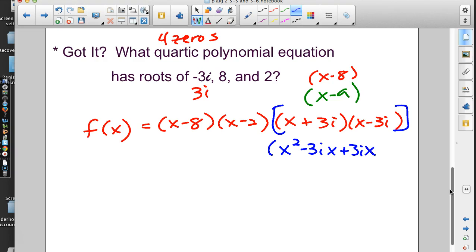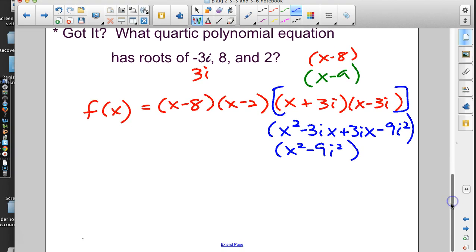And then you say, okay, I need 3i times negative 3i. That's going to be negative 9i squared. All right, so right now I've got x squared minus 9i squared. Wait a minute, don't we know what i squared is? What's i squared? It's negative 1. So if this is negative 1, this is really going to be negative 9 times negative 1. That's plus 9. And now it's nice. So if you put the two imaginary ones together and multiply them, things end up nice.